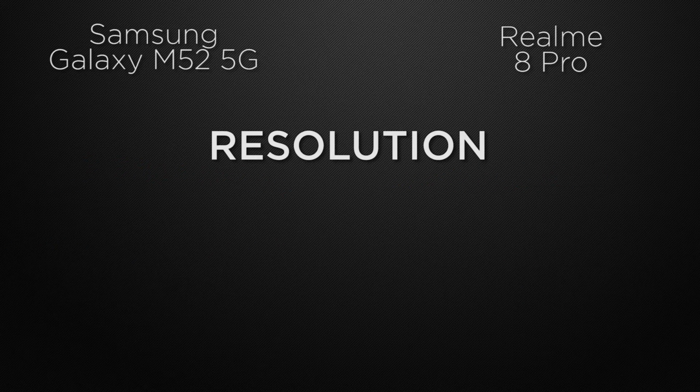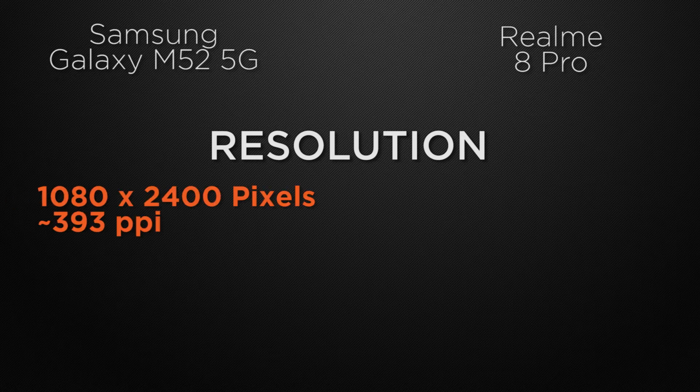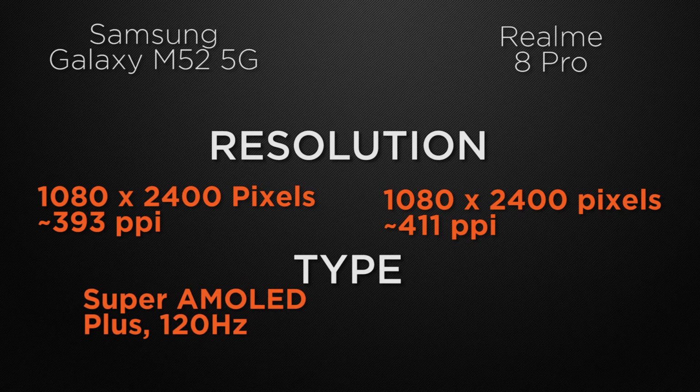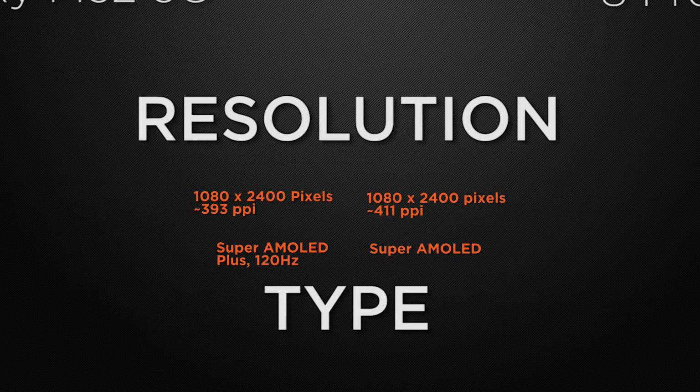Let's talk about the screen resolution of the devices. M52 comes with Full HD Plus display, on the other side 8 Pro also have Full HD Plus display. So it's a tie. And about the display type of the devices, M52 have Super AMOLED display having 120Hz of refresh rate, whereas 8 Pro have Super AMOLED display. So the winner here is M52 because it have 120Hz of refresh rate which can make transition more smoother.